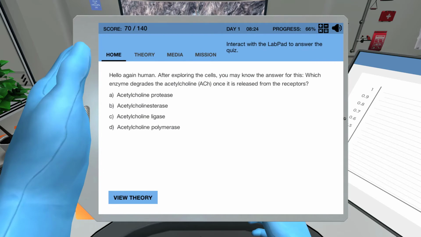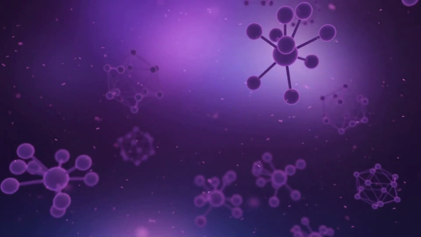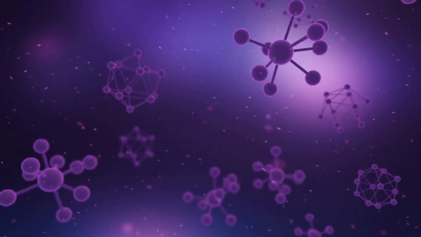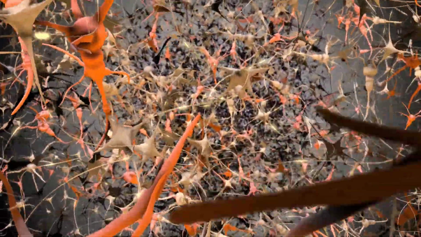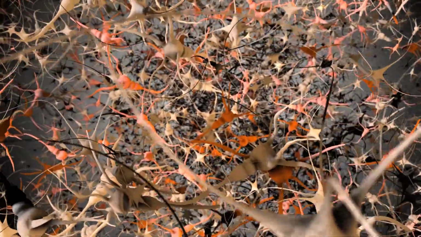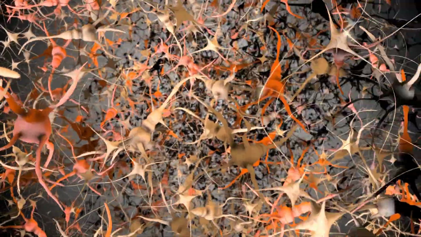Hello again, human. After exploring the cells, you may know the answer for this. Which enzyme degrades the acetylcholine once it is released from the receptors? Superb. Acetylcholinesterase helps regulate the smooth muscle contraction by degrading the used acetylcholine into acetyl coenzyme A and choline. It's found mainly in the membrane of muscles and chemical synapses of the cholinergic type, like ganglia of the autonomic system, and its activity serves to terminate synaptic transmission.